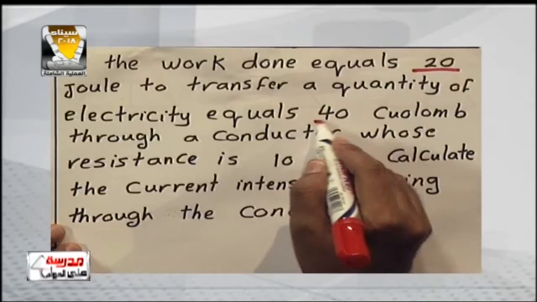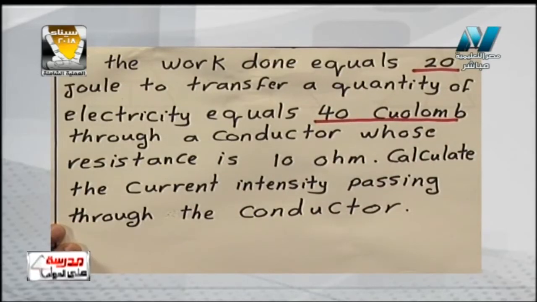Yes, it is a problem. Okay, number one. If the work done equals 20 joule to transfer a quantity of electricity equal to 40 coulomb through a conductor whose resistance is 10 ohm, calculate the current intensity passing through the conductor.